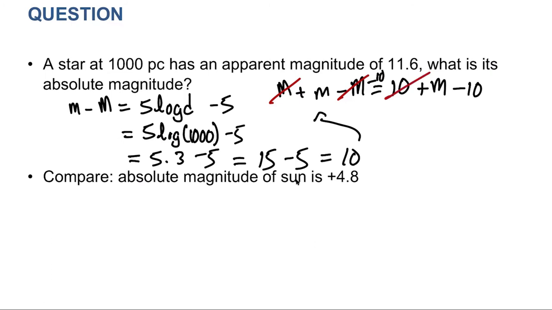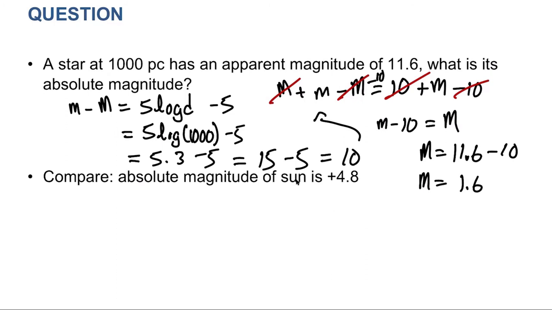And the 10s cancel out over here. And what do we get? We get little m minus 10 on this side and big M on this side. And since we know that apparent magnitude, little m, is 11.6, we can plug that in now and find that big M equals 11.6 minus 10, or big M equals 1.6. So the absolute magnitude of this particular star is 1.6.